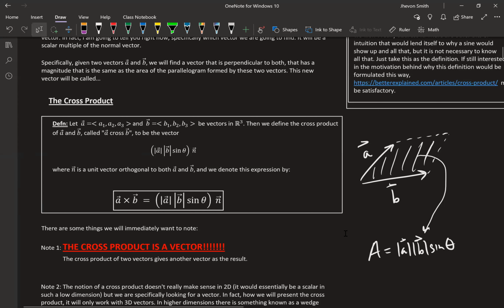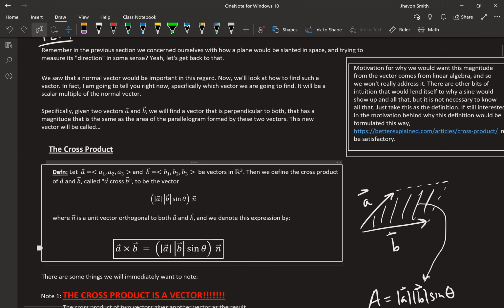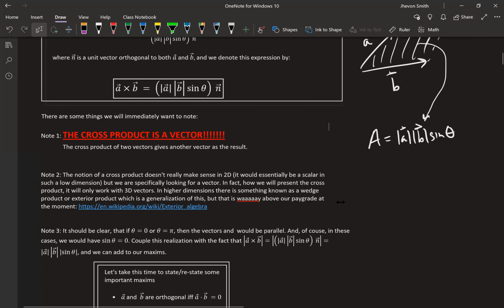Okay, now why would that be the guy we want to find? It turns out that having a vector that has this particular magnitude being orthogonal to both two other vectors happens to be highly applicable in other situations. There's also a very poetic reason for why you'd want a sine theta here, whereas the dot product would measure a cosine theta. And for that, you can actually read this link here, but you don't have to. But in case you're curious and you're wondering, well, why would we want this particular magnitude? There's some arguments given here. So yeah.